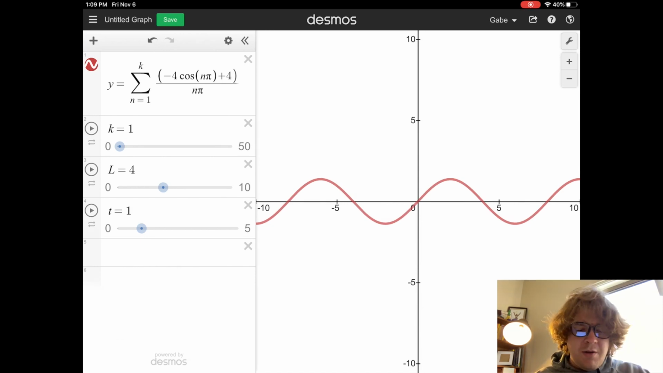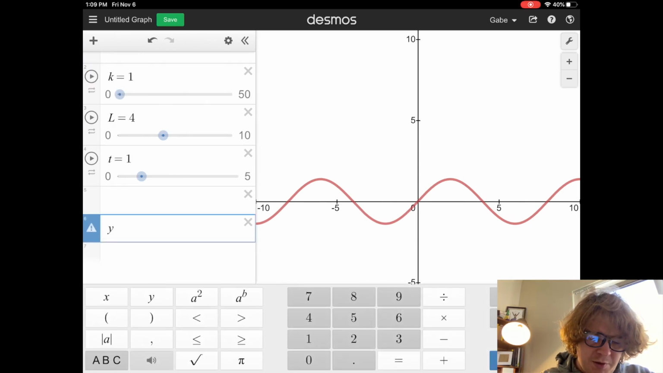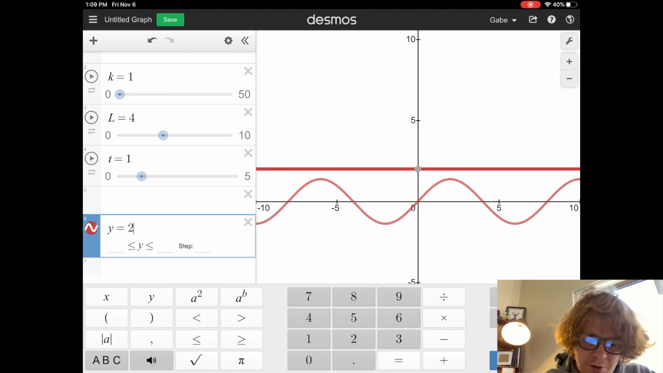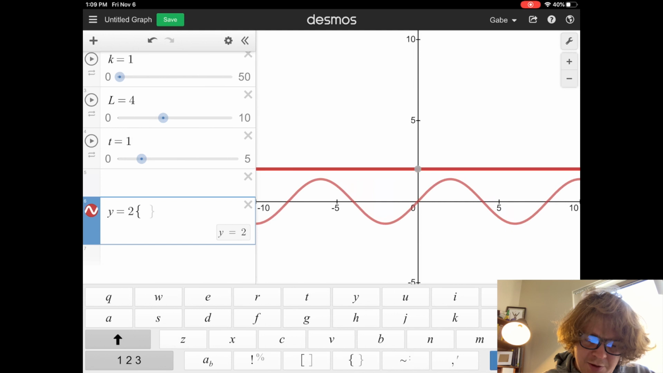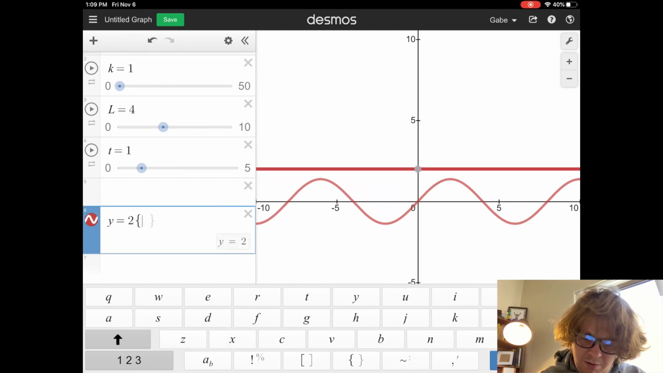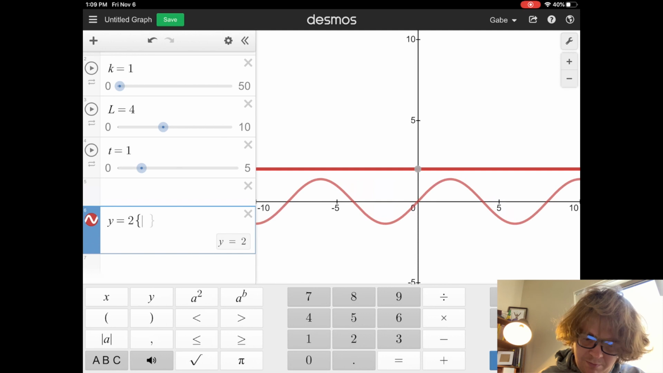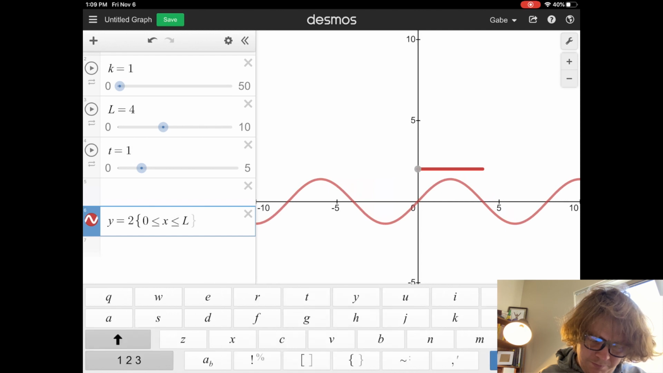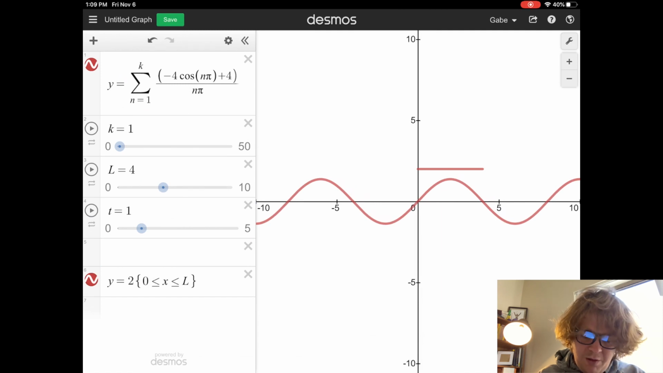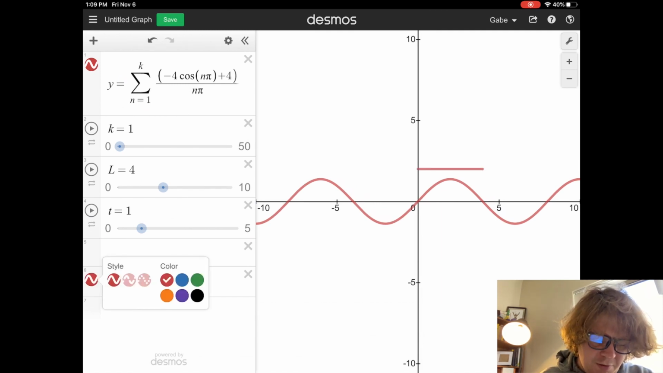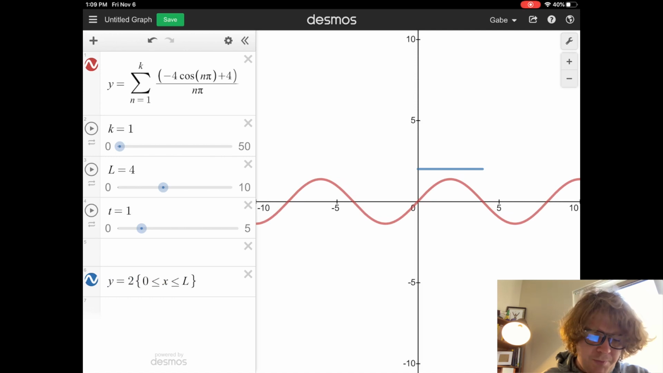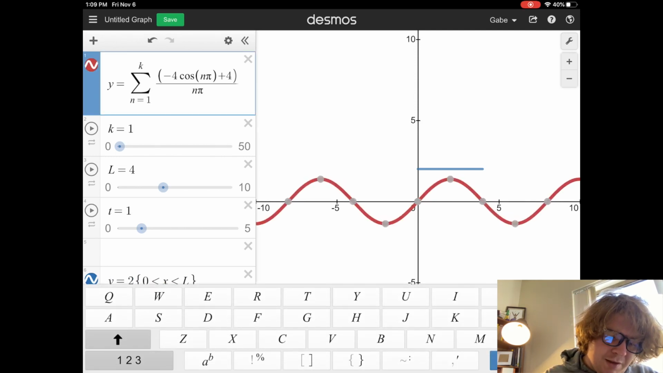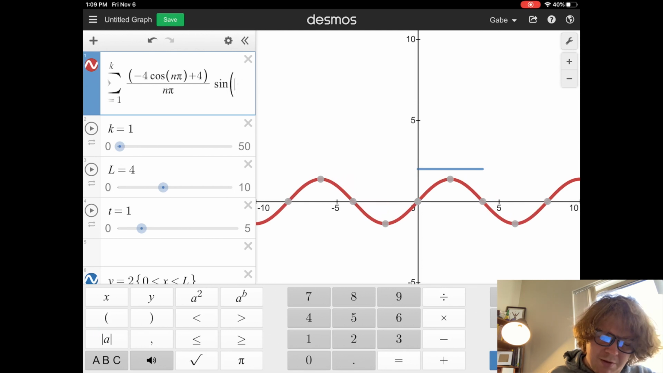Okay, so here's what we need to do. We knew that we had this initial heat distribution along the length of the rod as 2 degrees. And we really only want to look at that heat distribution on the interval from 0 to L. Okay. So this right here is our initial heat distribution. Let me go ahead and change the color. I'll change it to blue. And we really only also want to look at the solution to the heat equation on that interval from 0 to L as well. So let me also go ahead and include that domain restriction.